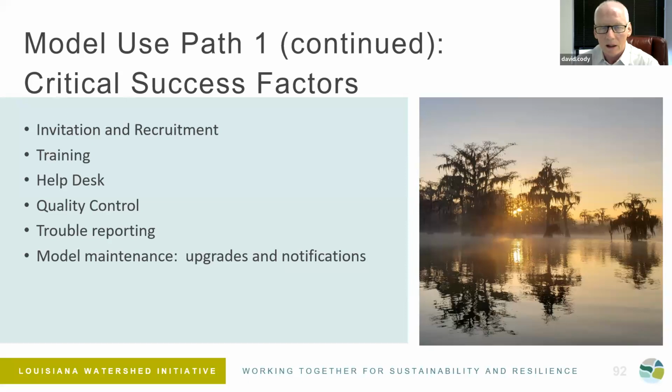There should be, I think, some quality control to make sure that the model runs that are used to defend public policy decisions have actually been done correctly. And then we'll have trouble reports for the occasions when the model isn't working up to snuff and may need some fixes. And then, of course, model maintenance. There'll be upgrades and notifications over time as the model is changed and developed and intensified. Next slide, please.